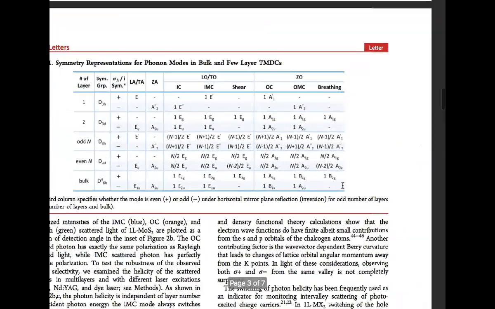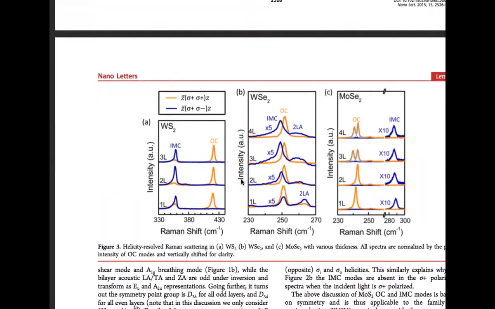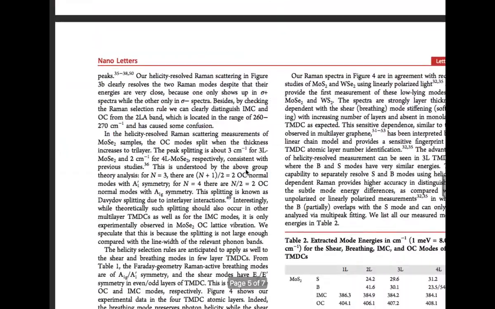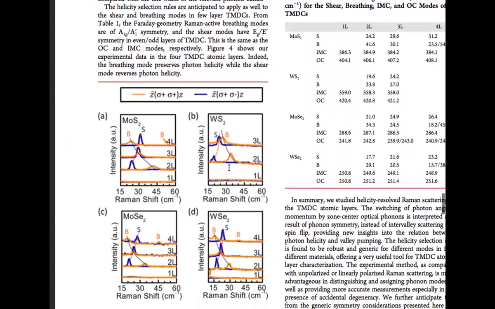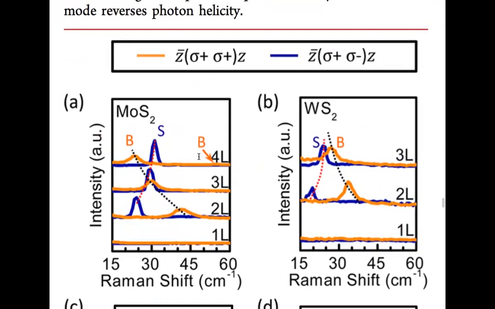And if you go to higher layer number, these are just different TMDs. They're all the same because the symmetry properties are the same for all four kinds of them. So the results are all the same. Okay, when you go to tri-layer, 4-layer, then you're going to separate the breathing mode and the shear mode by using the helicity.